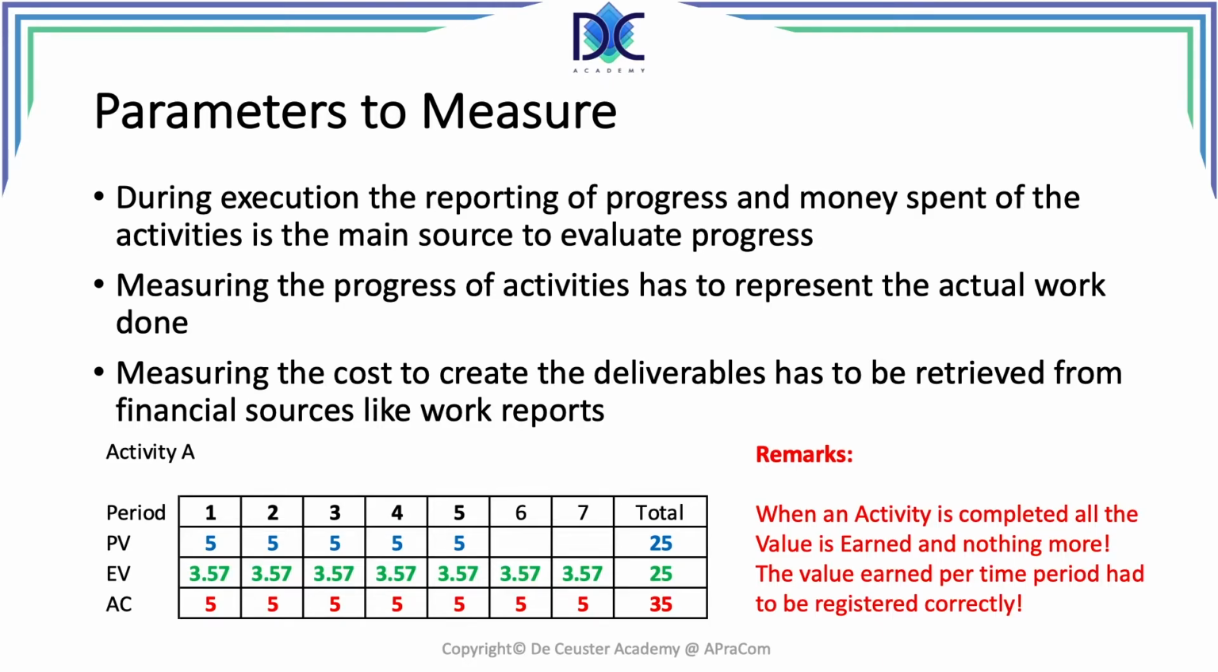So in this case, based on our first estimate, we thought the deliverables would be created in 5 periods at a cost of 5K per period, which gives us a total of 25. We worked 7 periods to create the deliverables, and for simplification, I spread those 25 evenly over these 7 periods, and we had to pay the people for 7 periods, so we had to pay 35K to create those deliverables. So for this case, we have a planned value of 25. We have an earned value also of 25 at the moment that the activity was completed, and the actual cost is 35K. This is an important element because we can never earn more value than the original estimate of the activity.